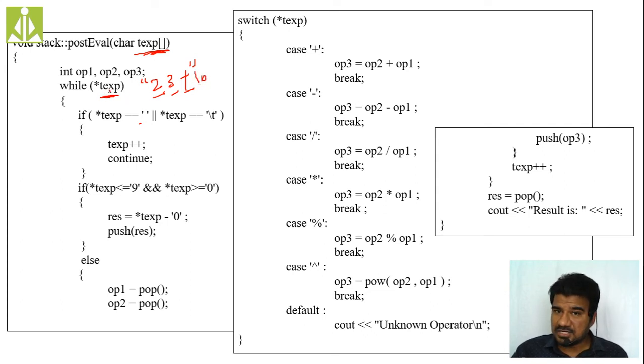In the first case, your TEXP will point to this 2. Then here you can see TEXP plus plus. Every time we are doing TEXP plus plus. Here also we are doing TEXP plus plus. So every time it will process this character and move to the next character. Likewise, it will come till the null character. If your TEXP is pointing to null, then this loop will terminate.